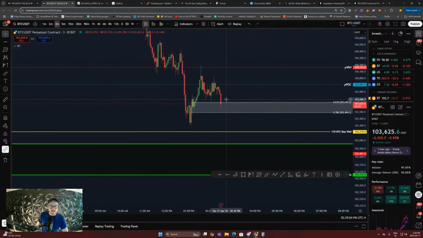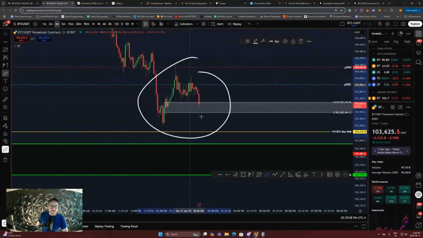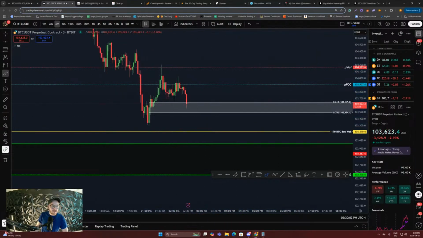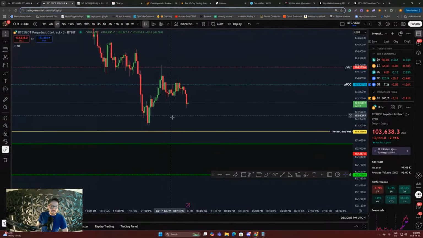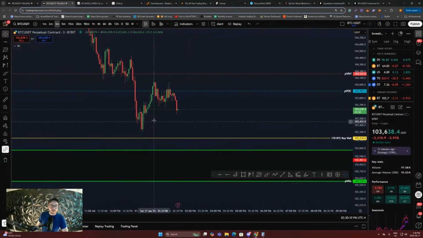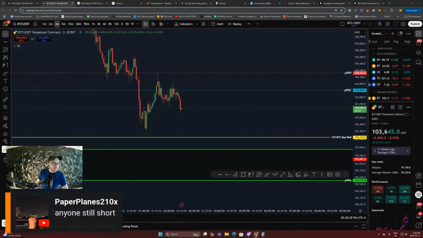Yeah, but I prefer waiting for the bounce for something like this. If we had a bullish change of character and we're going up, I'd pull from the lows to the highs. I'd rather pull from the highs to the lows if we're in a downtrend. Let's see. Anyone still short? Is anyone jumping on the short?